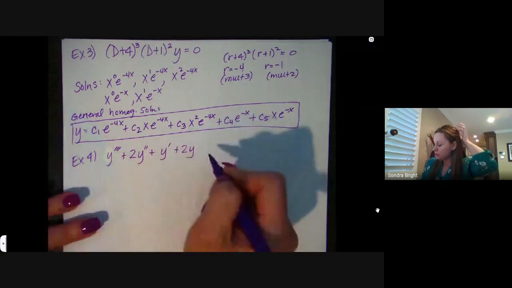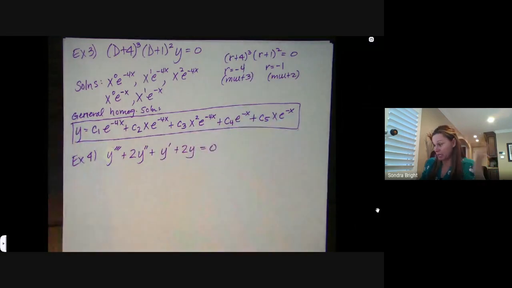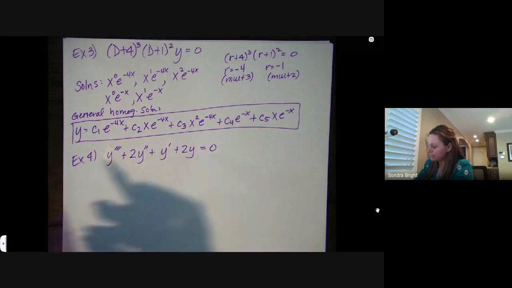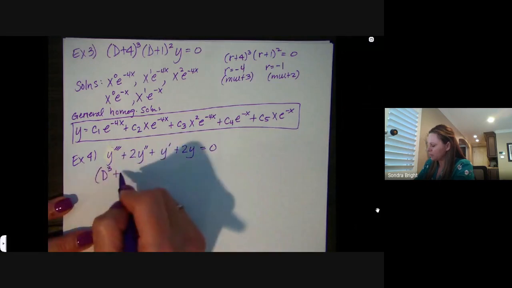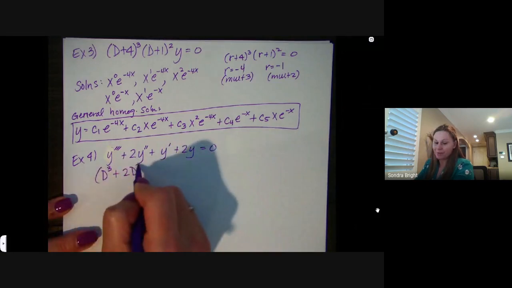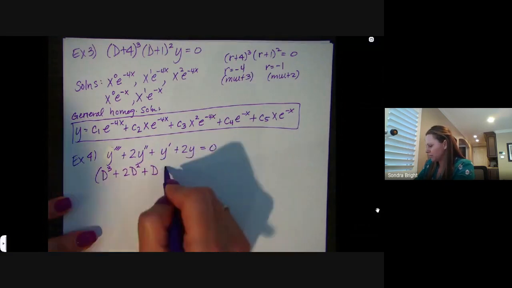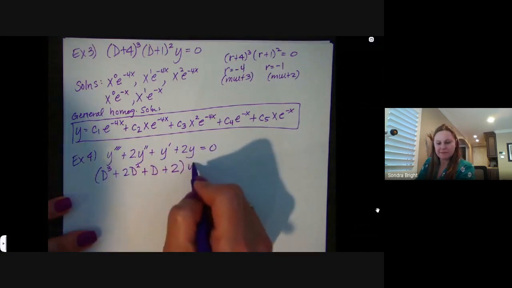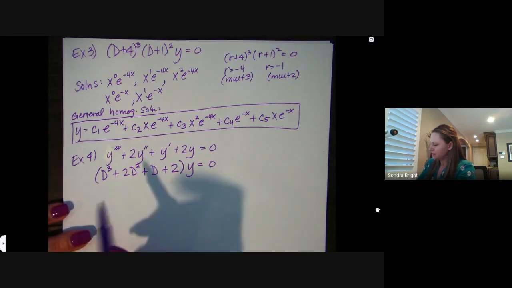Solve this differential equation. Okay, so when they give it to you like this, I'm going to change it to a polynomial operator. Remember that the third derivative on y is d cubed. This would be 2 times d squared plus 1 times d. That's technically to the power of 1. And then plus 2 operating on y.